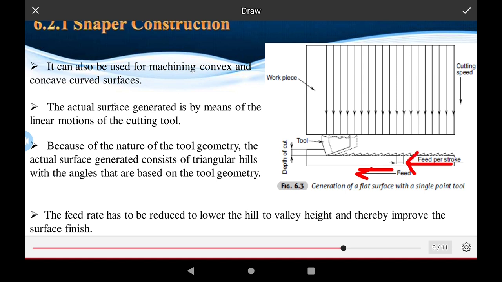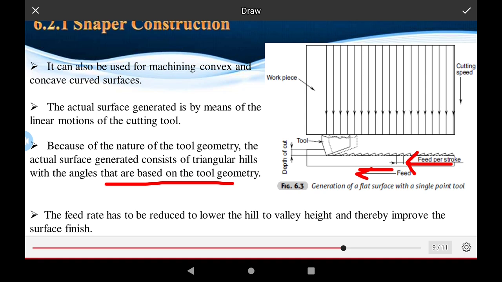The actual surface is generated by means of the linear motion of the cutting tool. And the tool also moves in linear motion. And the arm also moves in reciprocating motion, forward and backward motion. And because of the nature of the tool's geometry, the actual surface generated consists of triangular heights with angles that are based on the tool geometry. This is the tool geometry.